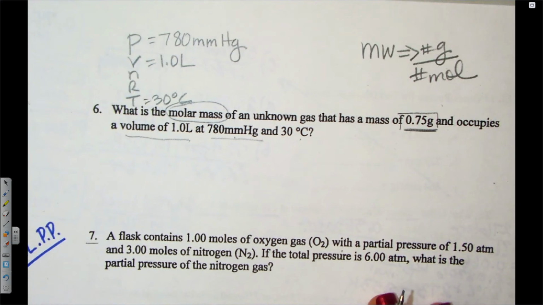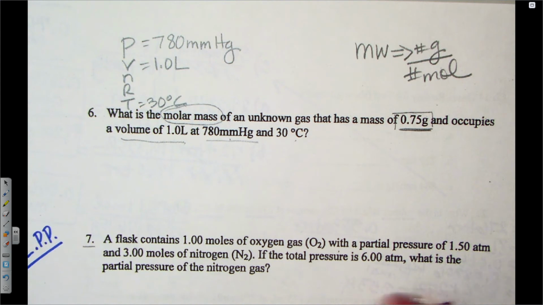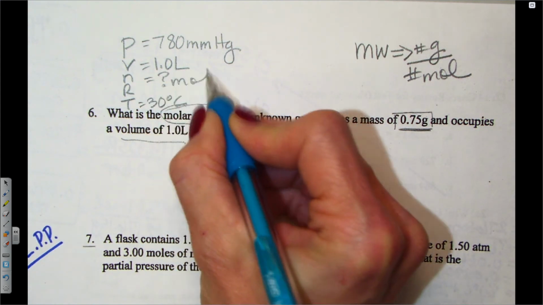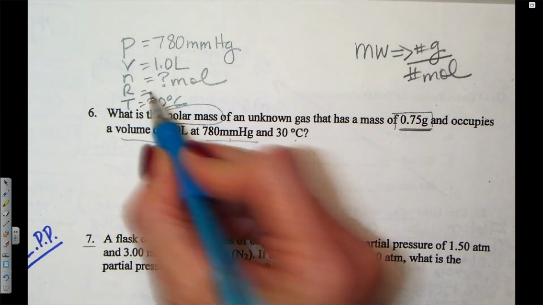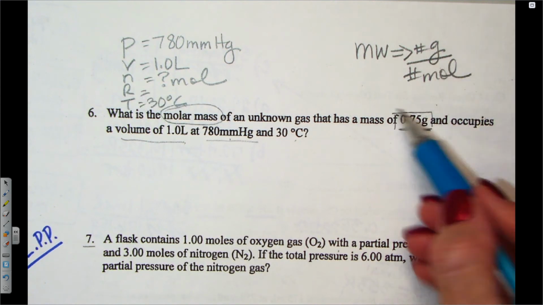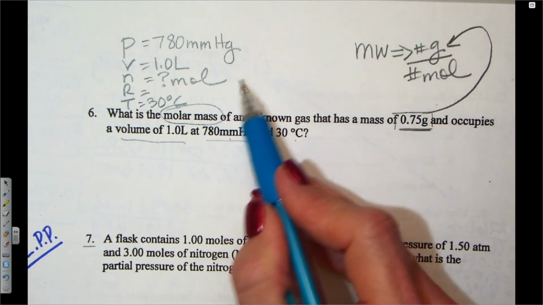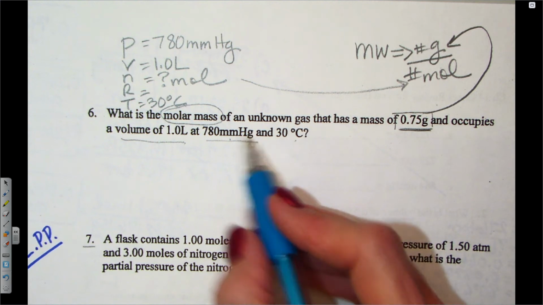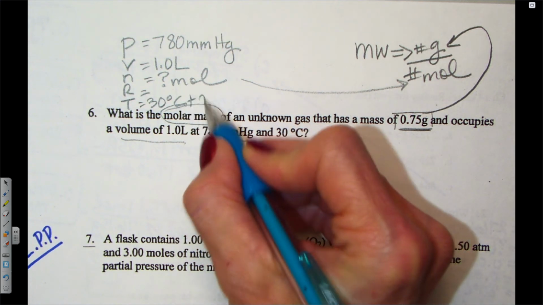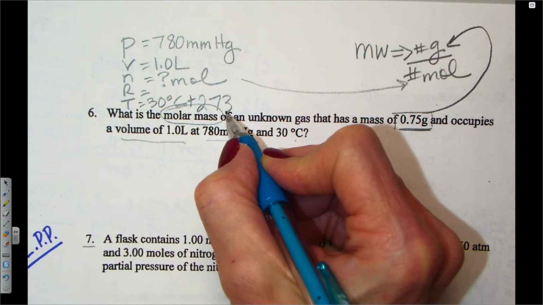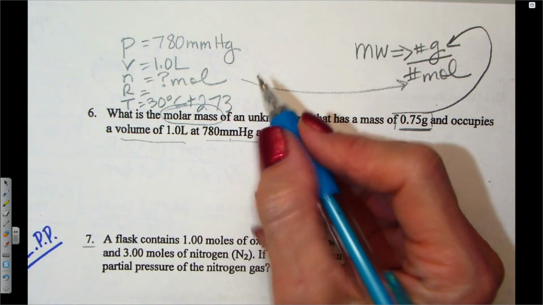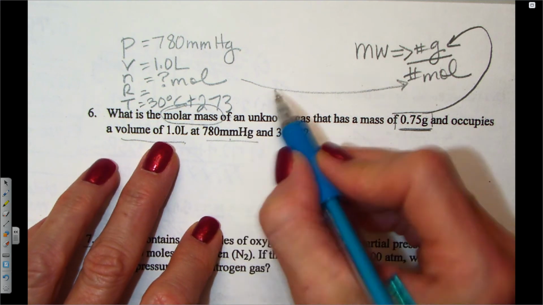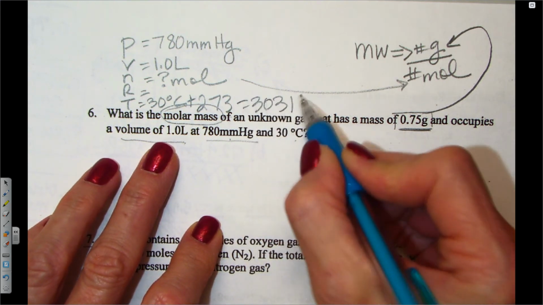So like we've done several examples in class, we're going to find moles using PV = nRT. And then we're going to take our mass that's given in the problem and divide it by the moles that we get. Now remember, temperature has to be in Kelvin for all gas laws, so add 273 to that. So 273 plus 30 gives you 303 Kelvin.